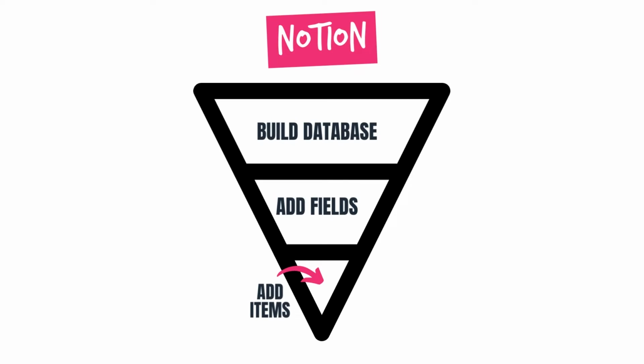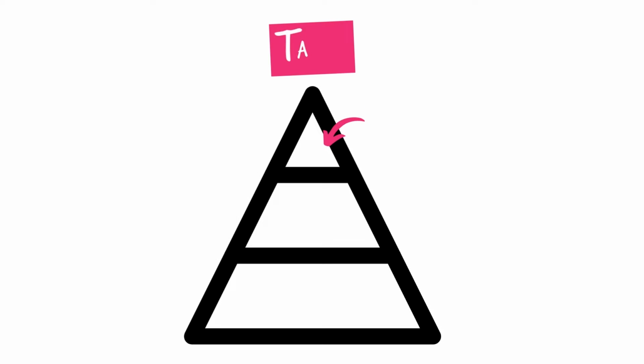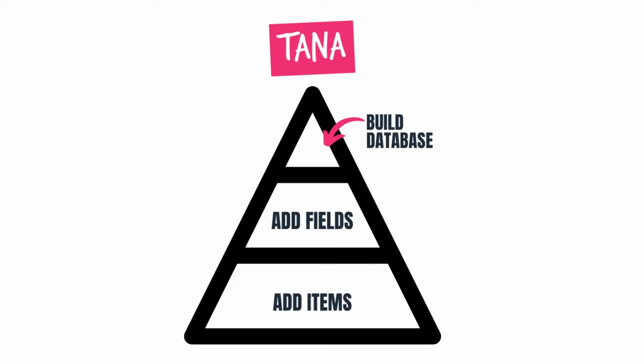All right, so the first big mindset shift that you're going to have to make is in Notion, what you do is you build a database, you add fields, and then you add items to that database. In Tana, that is actually shifted the other way. So you create items, then you add fields, and then items come together into a view that you call a database. So basically, in Notion, you're saying database, fields, item. In Tana, you're adding items, fields, and then building that into a database.